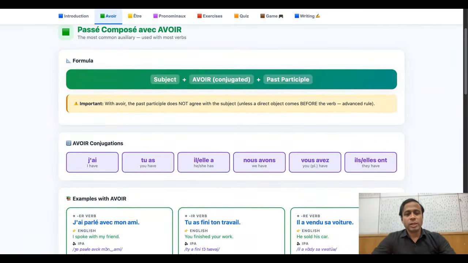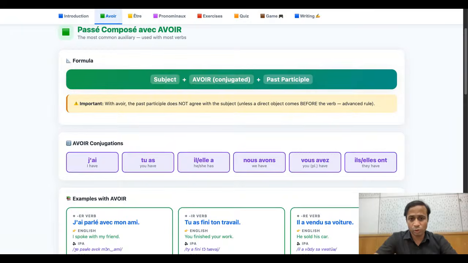Okay, so what is the formula? So how do we make passé composé? To make passé composé, first of all, we need a subject, like je, tu, il, elle, nous, vous. These are the subjects that we have already done. Second thing that we need is the conjugation of avoir or être in present tense. Like the avoir conjugation you have already done: j'ai, tu as, il a, nous avons, vous avez, ils, elles ont.